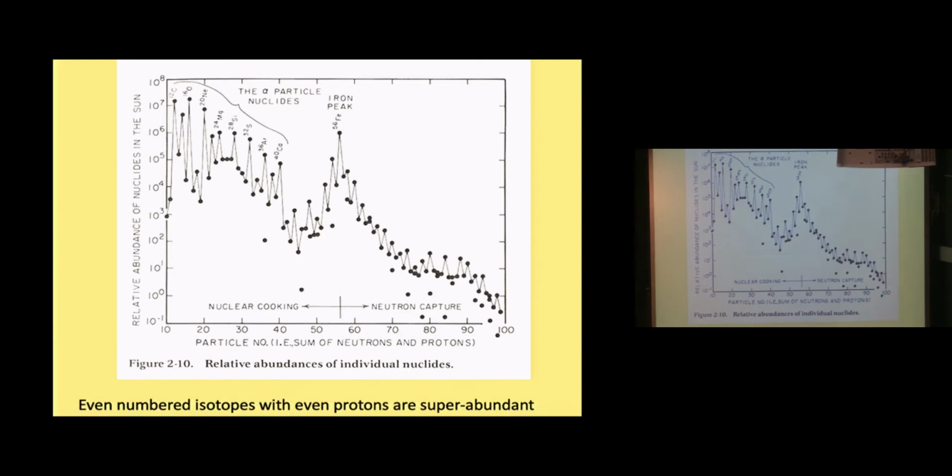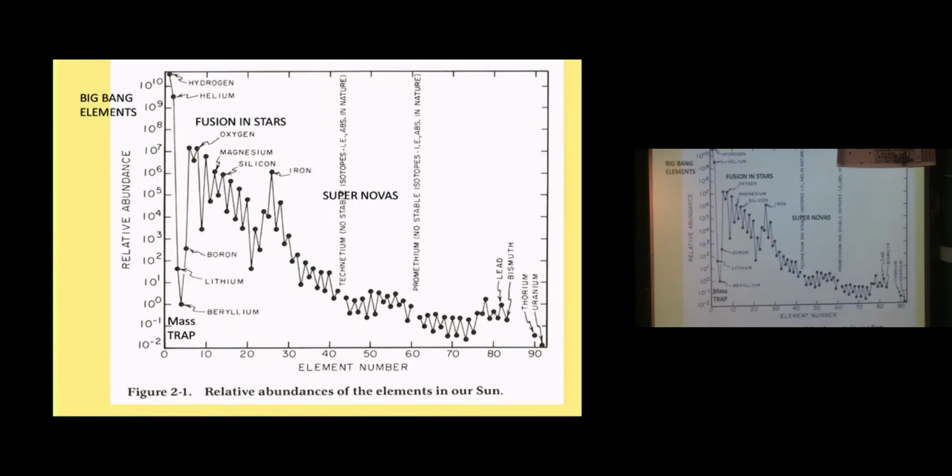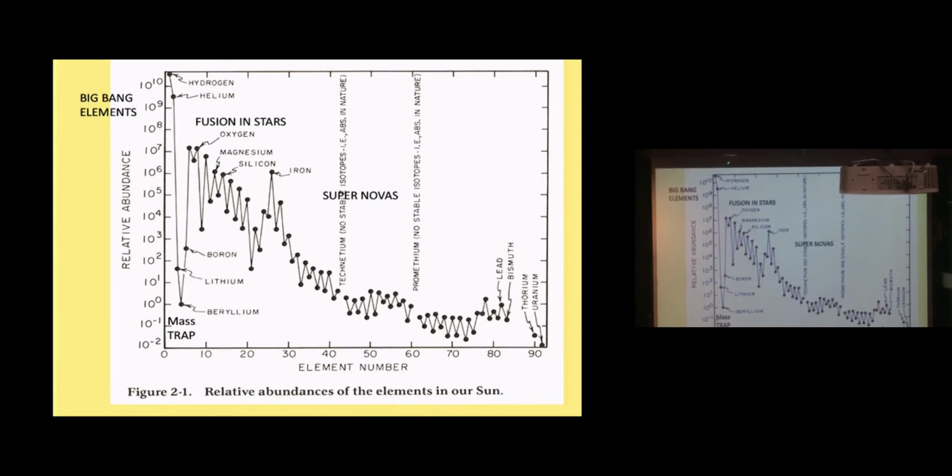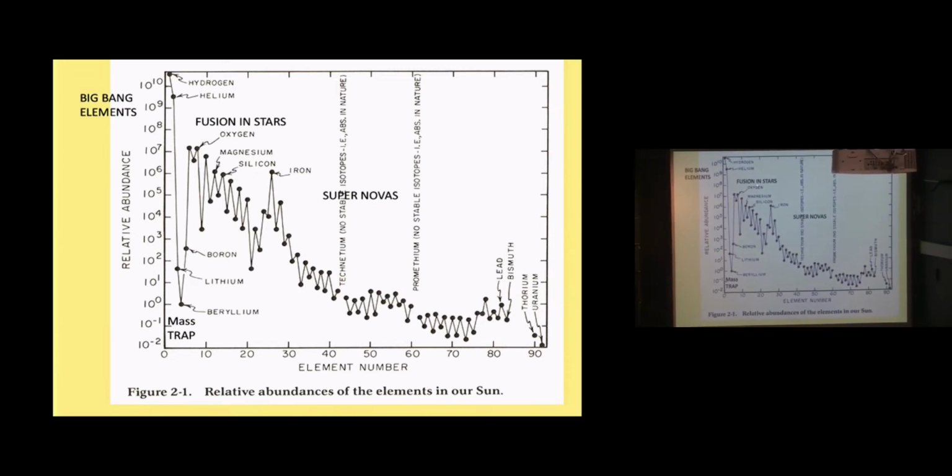So when we look at all the elements now, starting from hydrogen, we have an overwhelming abundance of hydrogen in the universe. It's 1,000 times more abundant than everything else, except for helium. And then you have helium, which is about 10% as much as hydrogen. And then you have the alpha particle nuclides with the buildup of iron and then the decay after that. So these are the Big Bang elements, hydrogen and helium, and then very small amounts of lithium, beryllium, and boron at this mass trap at mass 5.